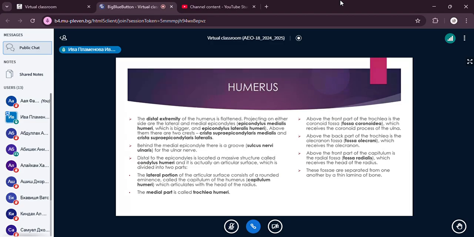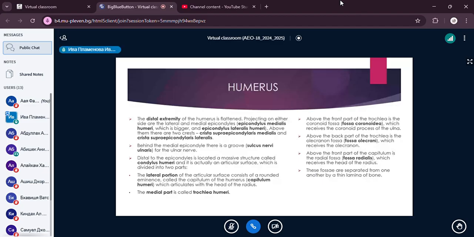Distal to the epicondyles, we have a massive structure, which is called condylus humeri. And again, it is actually an articular surface, but for the bones of the forearm, of the antebrachium. It has two parts, lateral and medial part. The lateral part consists of capitulum humeri, which articulates with the head of the radial bone, and the medial part is called trochlea humeri.